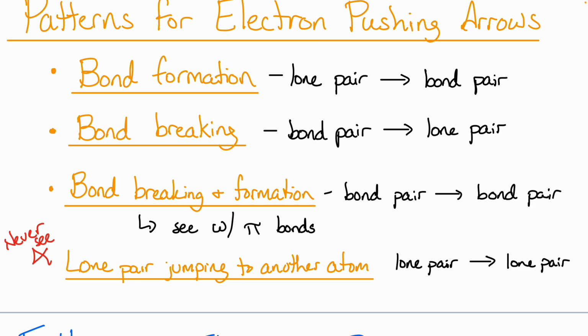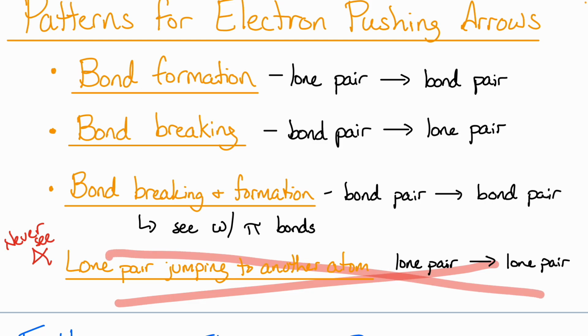So we're just going to put this down because this is a common mistake people make, that this is one pattern that we will never see here, a lone pair jumping from one atom to another. Again, if your electron pushing arrow is starting at a lone pair, that means it must be becoming a bonding pair.